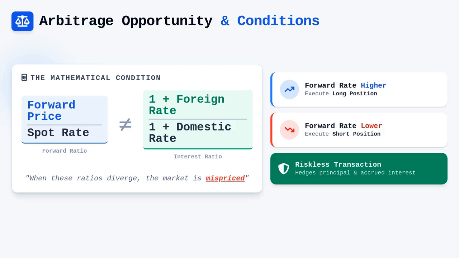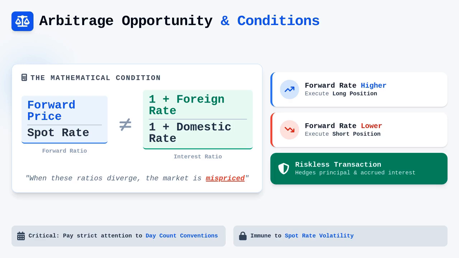From a practical standpoint, this requires precise attention to the day count conventions of both the deposit market and the forward market. If the forward rate is higher than what the interest rate differential suggests, you enter a long position. If it is lower, you enter a short position. Because the forward contract hedges the entire principal and the accrued interest, the transaction is essentially riskless, assuming no counterparty default. You are essentially creating a synthetic position in the foreign currency while retaining the domestic currency value. But since the forward contract covers both principal and interest, you are effectively immune to the volatility of the spot exchange rate.